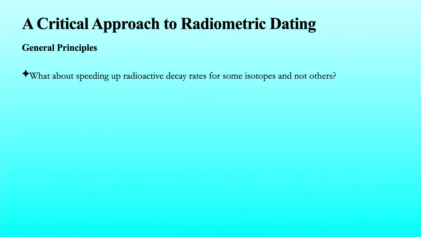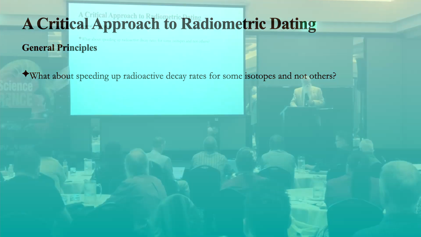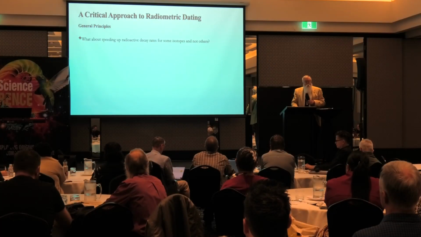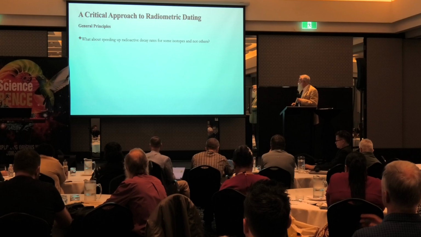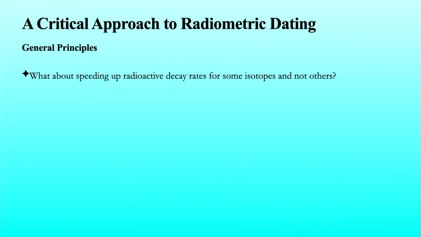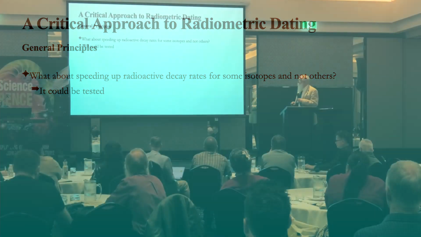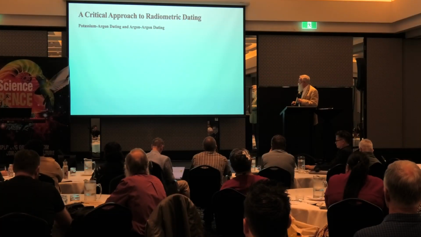Okay, what about speeding up radioactive decay rates for some isotopes and not others? The interesting thing is this is a testable question. Nobody's tried testing it because the money and the resources, the laboratories, are all controlled by people who believe that couldn't possibly happen. And so they're not wasting their money on testing it. But we will see what happens. Maybe we can do something about that. I'd like to say that question could be tested, and I'd love to be one of the people to help get it tested.